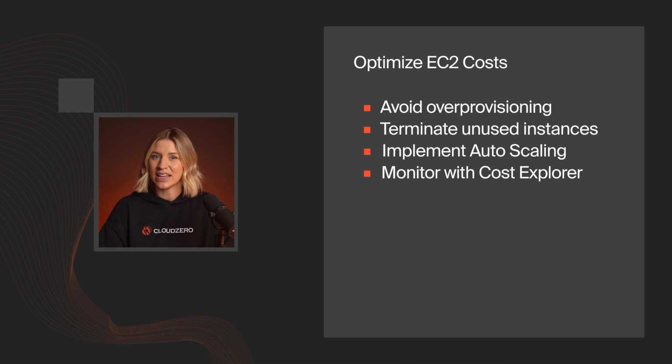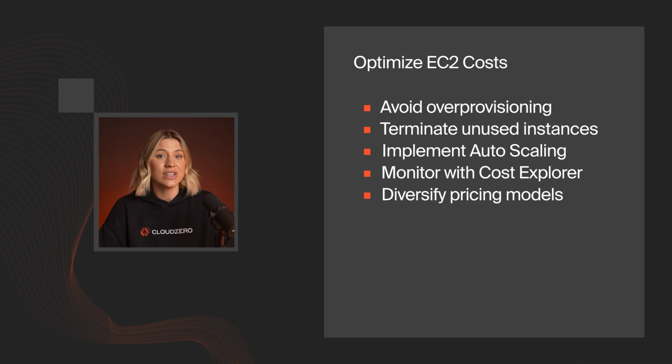Monitor your costs with AWS Cost Explorer. This tool tracks spending trends and helps detect anomalies before they turn into massive billing surprises. Finally, mix different pricing models. A smart strategy is to combine spot, on-demand, and reserved instances to get the best balance between cost and flexibility.